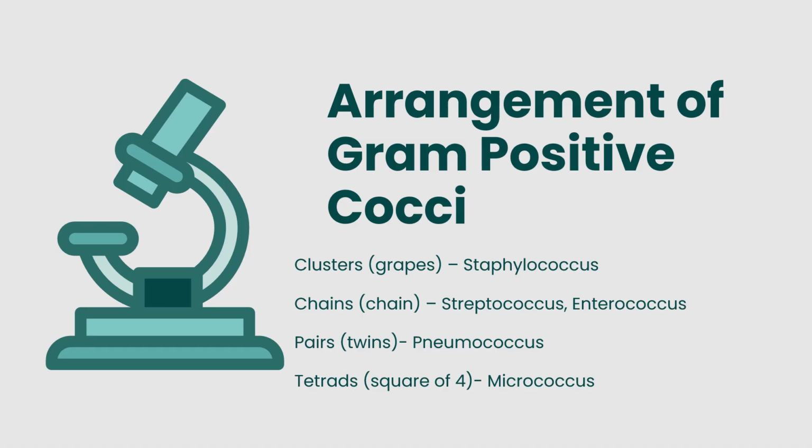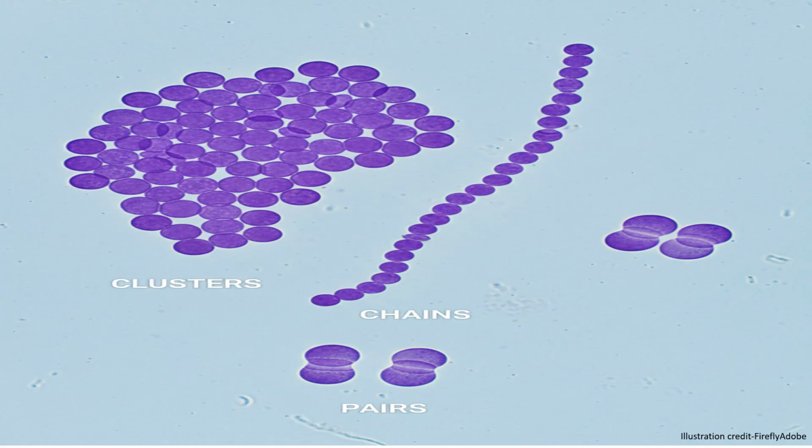If we see bacteria as a pair of 2 gram-positive cocci, appearing in pairs, we call them pneumococci. Whereas in case the bacteria appear in the form of a tetrad, where they are present in a square of 4 cocci side by side, then we call them micrococcus. So this is the appearance under the microscope. In clusters, usually staphylococcus appear. Short or long chains you will see in case of streptococcus. In a pair of 2, you see in case of a pneumococcus. And as a tetrad, you can see in case of a micrococcus.